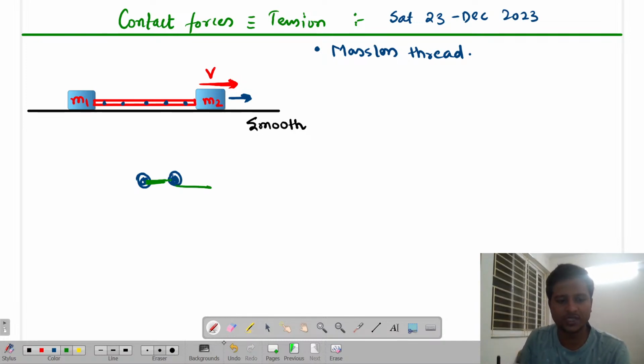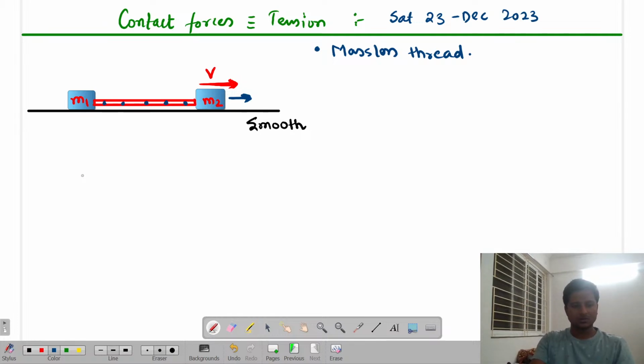Let's suppose this is particle A and that is connected with particle B, and I'm trying to pull this particle B towards the right by a force F. Is this clear or not?